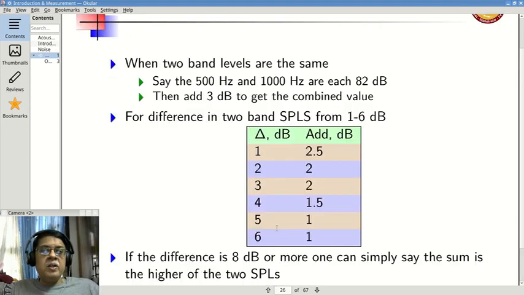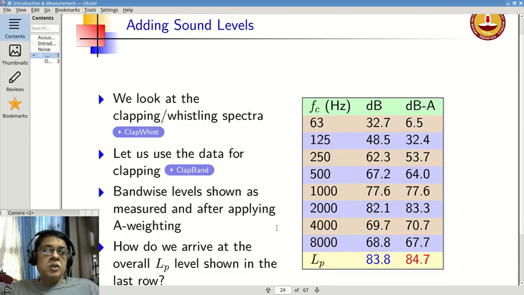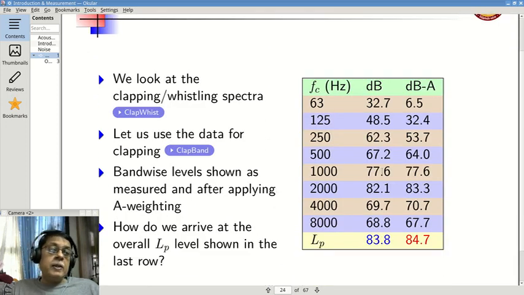So let's go back and apply this logic to the data. Between 32 and 48, there's a 16 dB difference. So effectively, if I add 32 and 33 and 48, I will get effectively 48.5. Now when I add these two, 62.3 and 67.2, there's about a 5 dB difference, and the sum of these is going to be 68, or 68.2 if you want to be more precise.